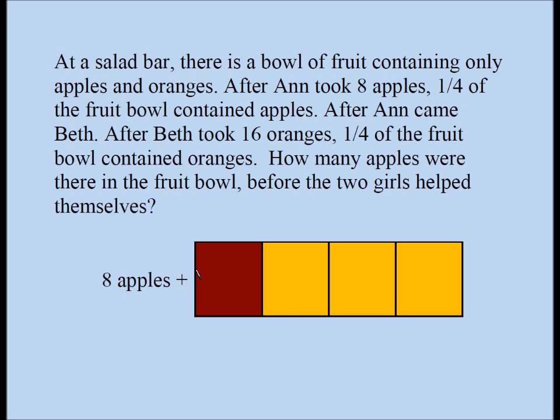So that tells me after Beth took her 16 oranges, the apples became 3/4 of the bowl. It's a difficult step, but you really want to get it because this is what did not change. Oranges changed, but the apples didn't change. And after the oranges changed, what part of the bowl contained apples? 3/4. So that's what we're going to hang on to.